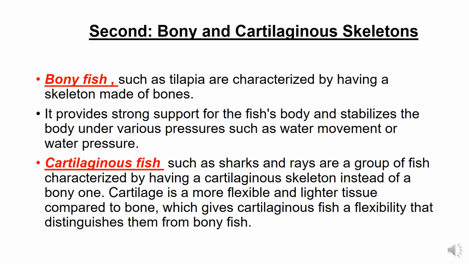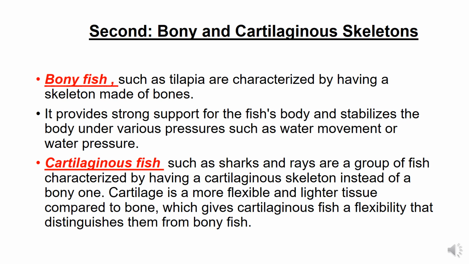But what about the cartilaginous fish, such as sharks and rays? They are a group of fish characterized by having a cartilaginous skeleton instead of a bony one. So this cartilage is more flexible and lighter, of course. The cartilage is a more flexible and lighter tissue compared to the bone, which gives the cartilaginous fish a flexibility that distinguishes them from the bony fish.